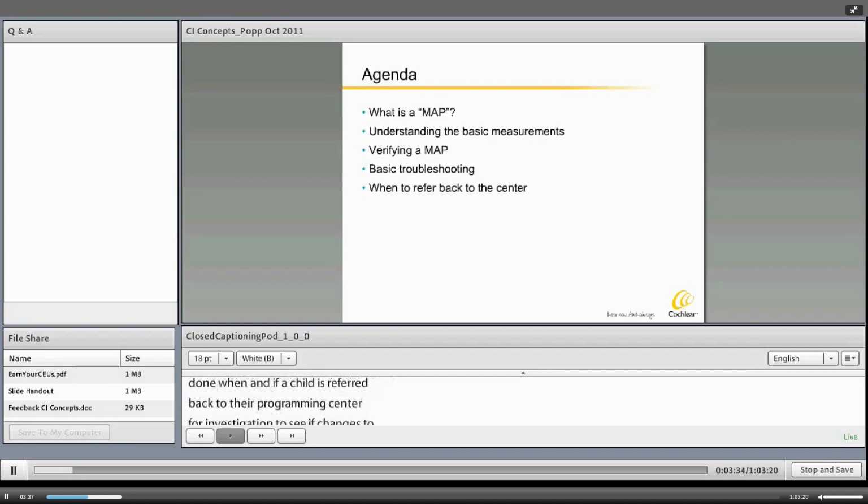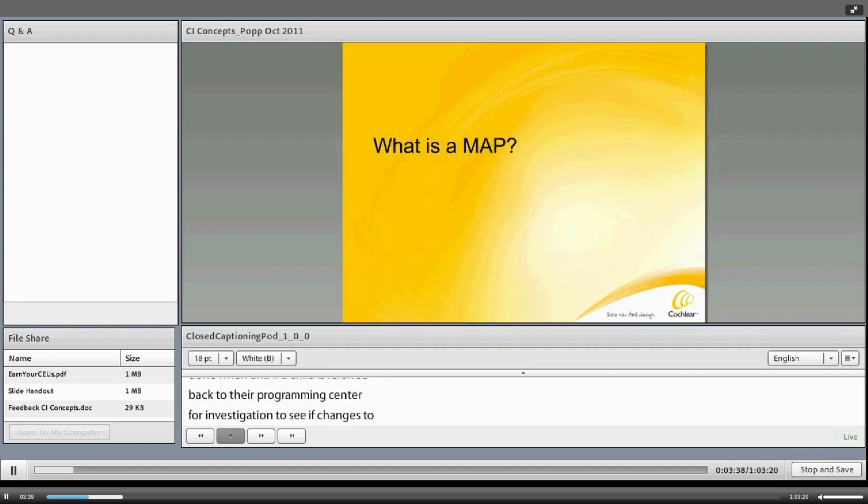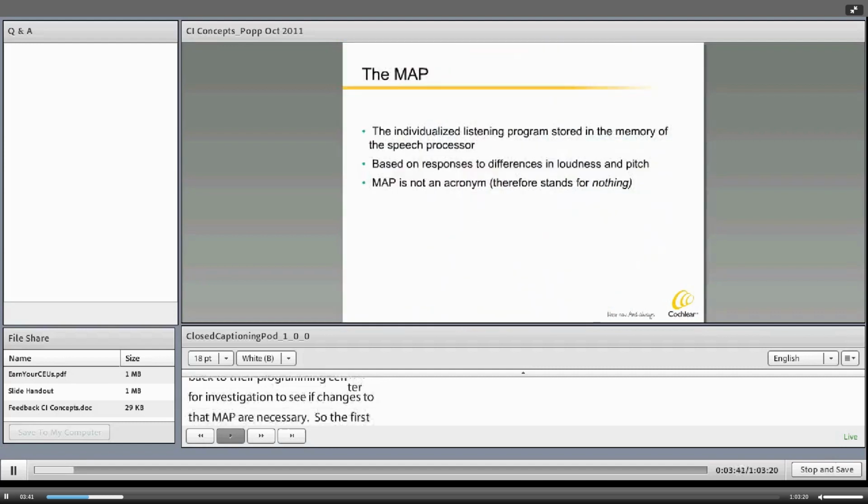So the first topic: what is a map. The map is that individualized listening program that's stored in the memory of the processor. It is based upon that individual's responses to differences in loudness and pitch, and although it is usually written in all capital letters, it is not an acronym and it stands for nothing.